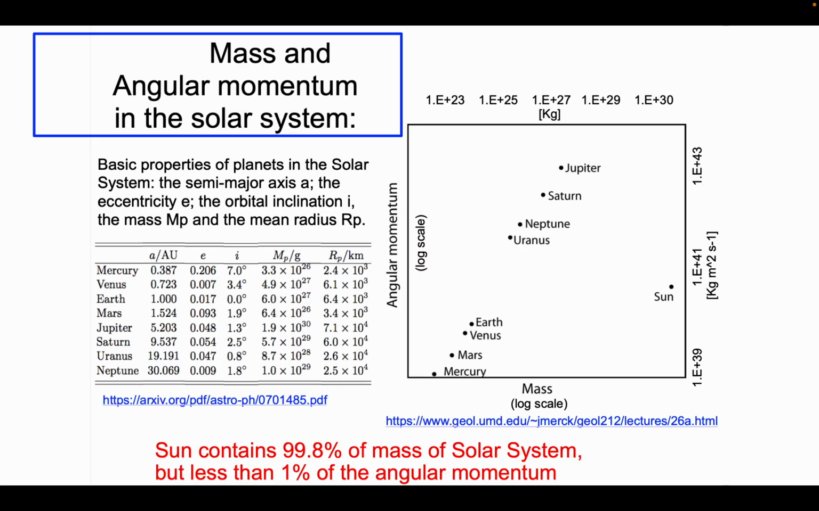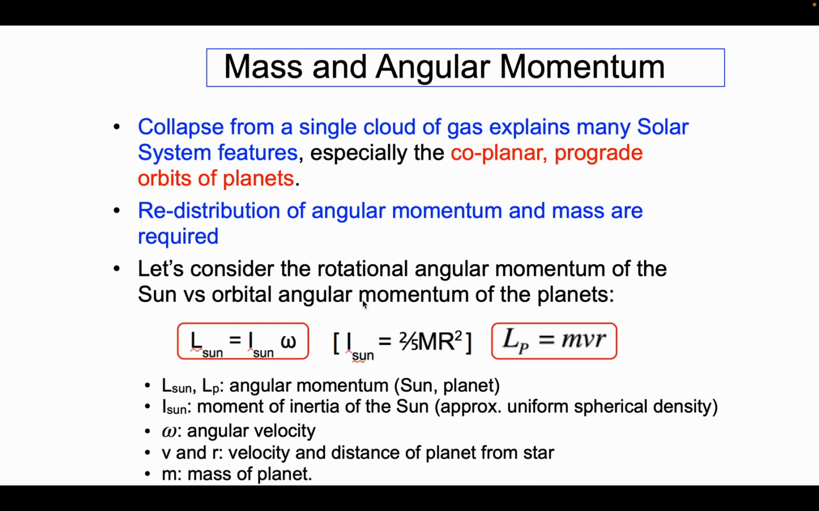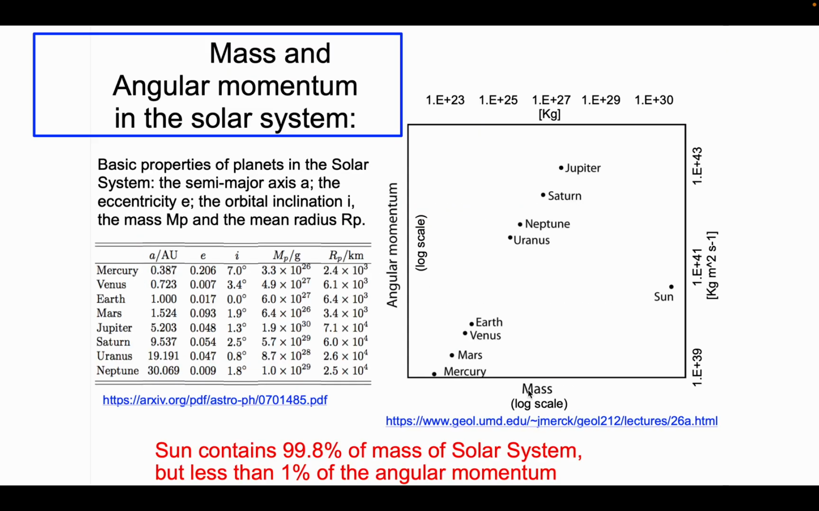Now you can compare mass and the angular momentum in the solar system with this formula. The basic properties of the planets in the solar system are given here, such as the semi-major axis, the eccentricity e, the orbital inclination i, the mass m_p of the planet, and the mean radius r_p. Using the formula, you can find the mass and the angular momentum of the planet, and make this kind of plot.